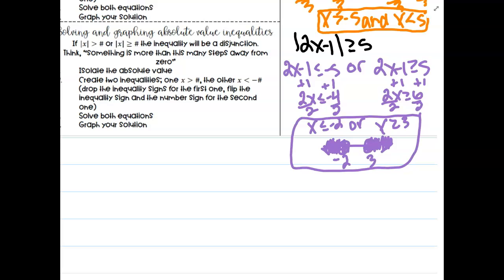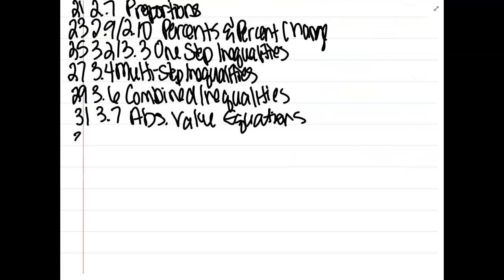Okay, let's get this glued into your notebook. This should be on page 33. Let's make sure we're getting our table of contents filled out. So glue into page 33. In your table of contents, these are absolute value inequalities. 33, this is still section 3.7.